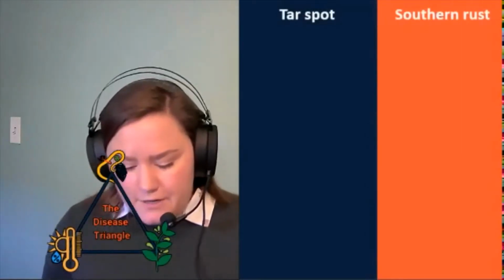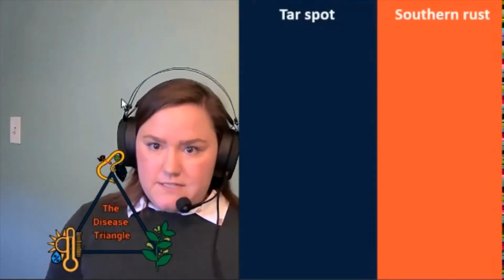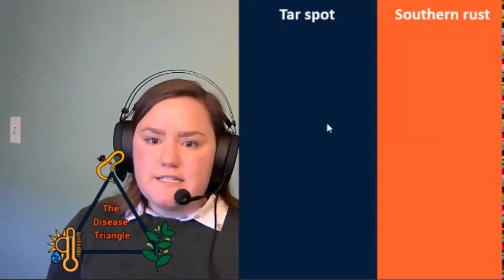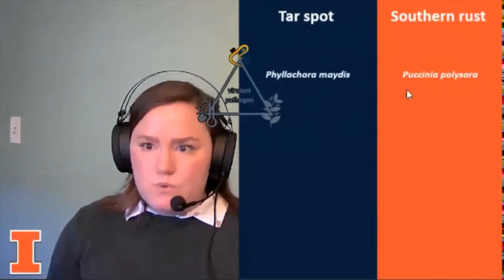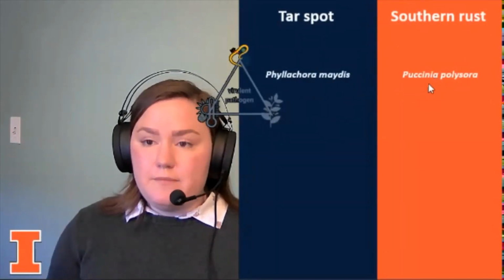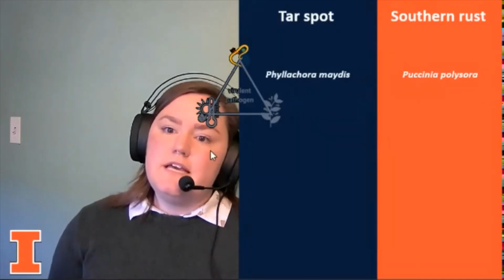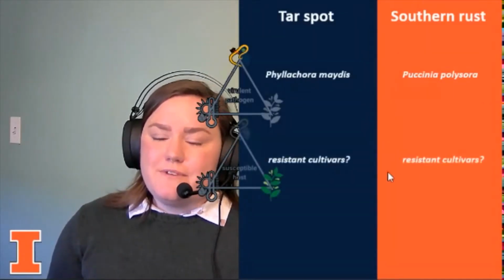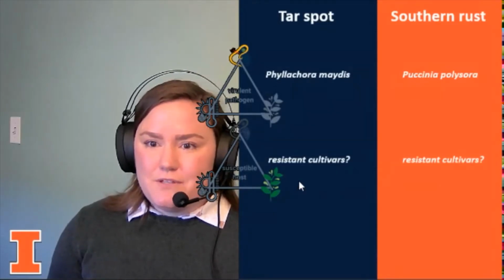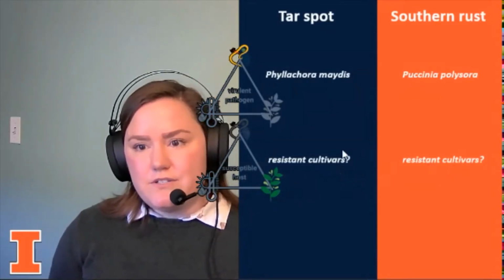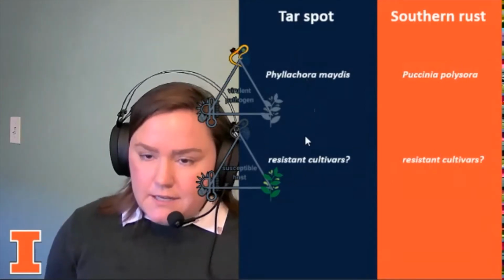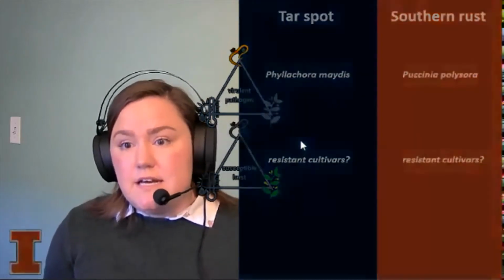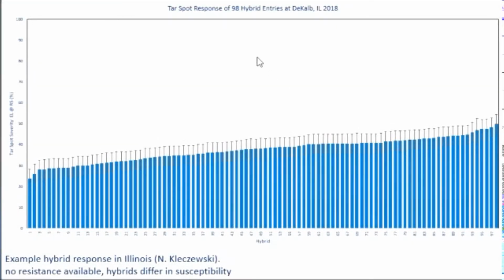So I'm going to break down here the different components of the disease triangle, and compare and contrast these two diseases. Our virulent pathogens are these two obligate parasitic fungi. And then when we think about our susceptible hosts, usually we're going to use resistant cultivars to manage diseases, but with tar spot being a newer disease, we don't have resistance available yet in our hybrids.